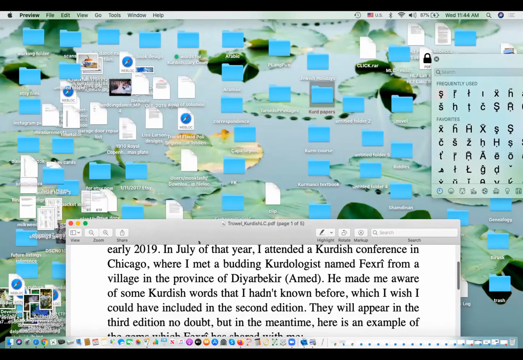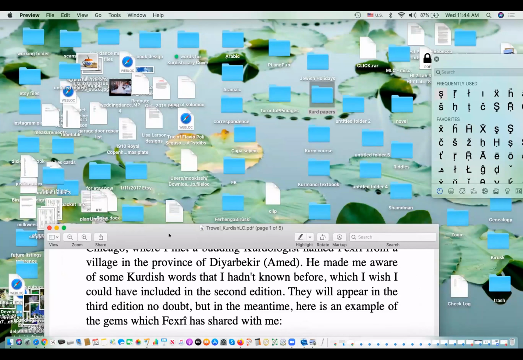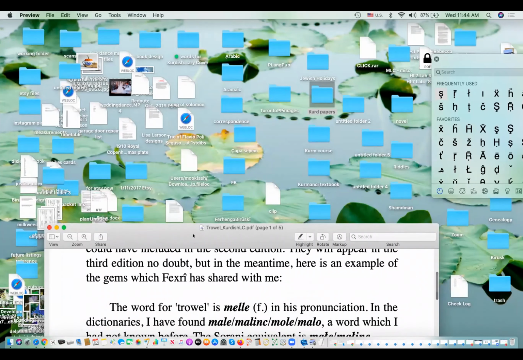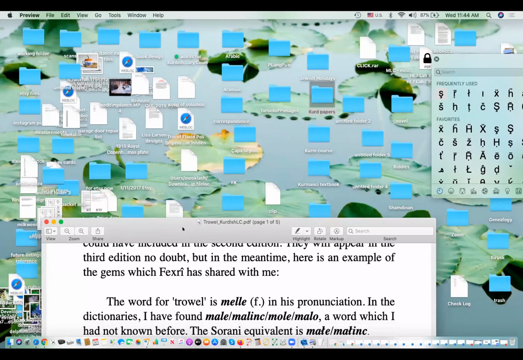He made me aware of some Kurmanji words that I hadn't known before, which I wish I could have included in the second edition. They will appear in the third edition, no doubt, but in the meantime, here's an example of the gems which Fakhri has shared with me. I thought I would share these because people who come from Arabic or from Persian, or even a little bit from Turkish, doing work like this on Kurdish involves all of them. So I thought people might get a kick out of this.